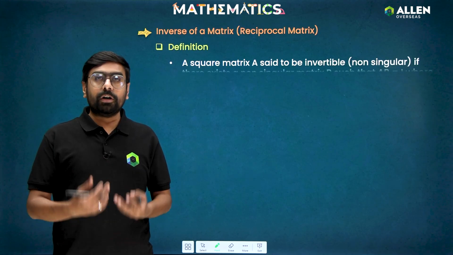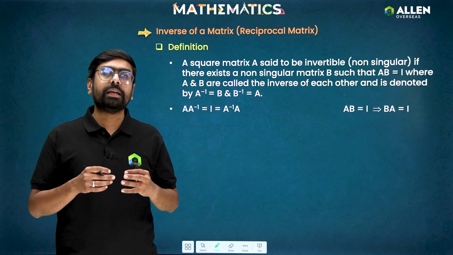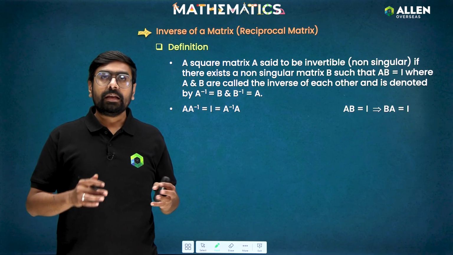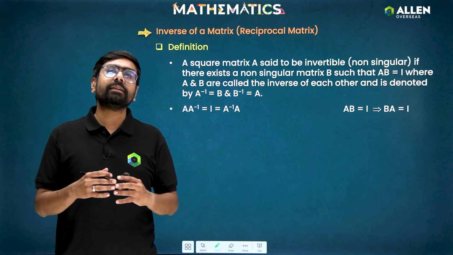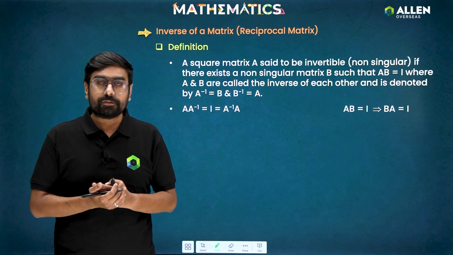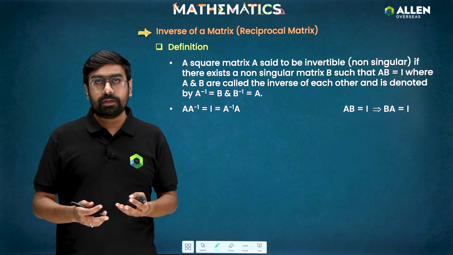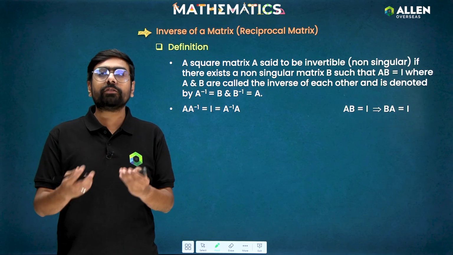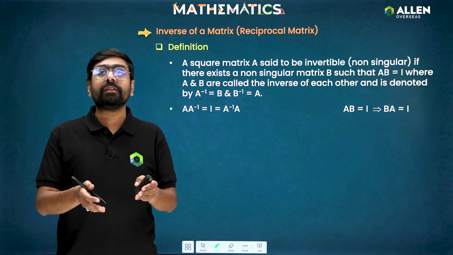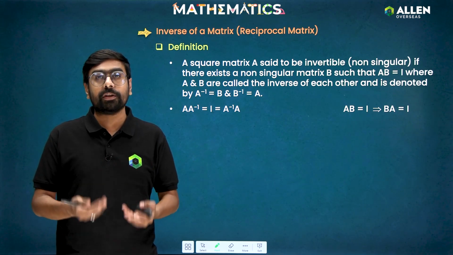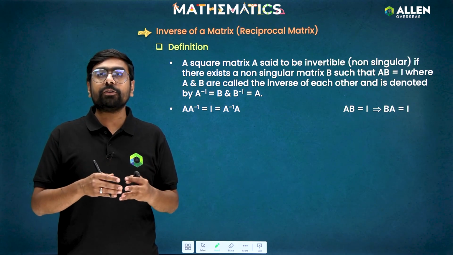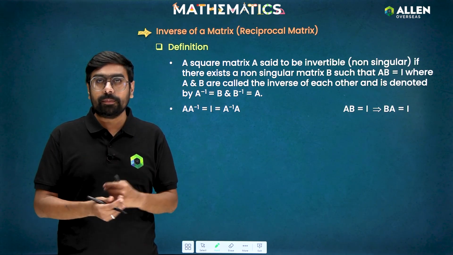So what is the inverse of a matrix, or we should say the reciprocal matrix? Inverse of a matrix is also called the reciprocal of the matrix. Now the condition for a matrix to be invertible: the inverse of a matrix exists if the given matrix is non-singular. The matrix should be non-singular to be invertible.